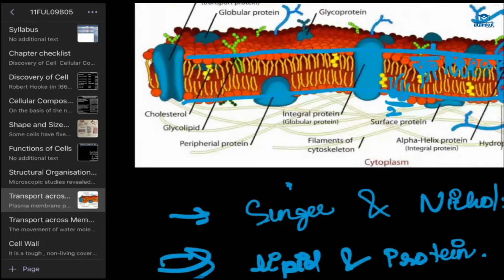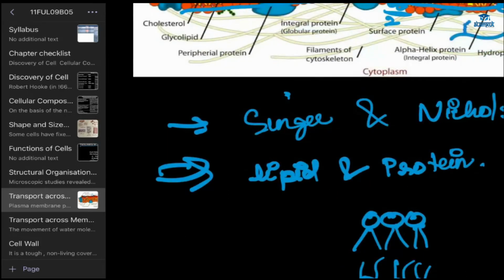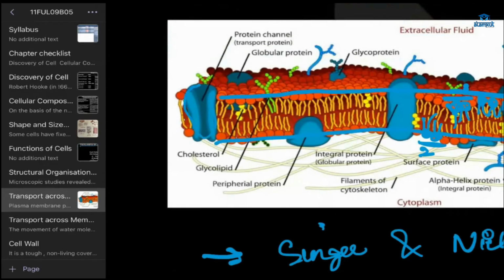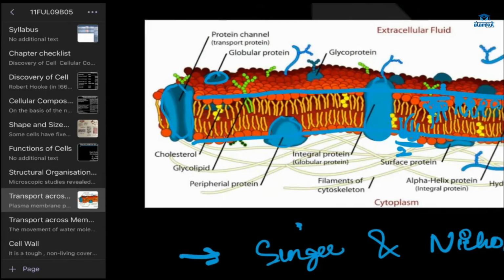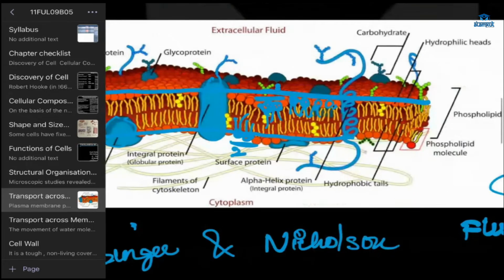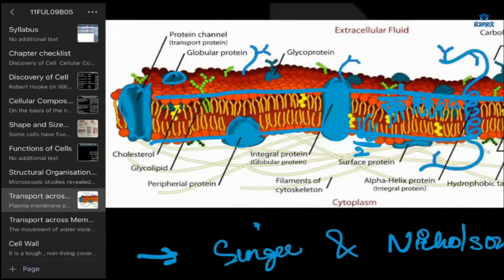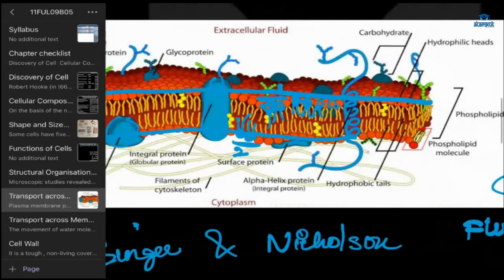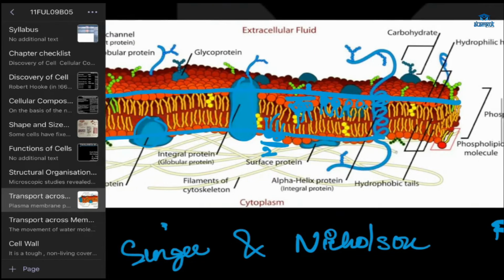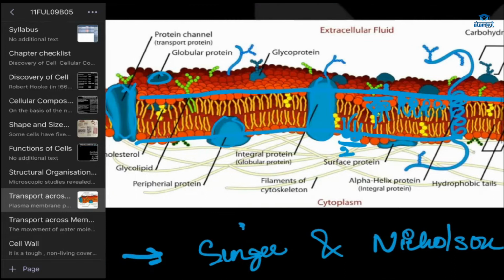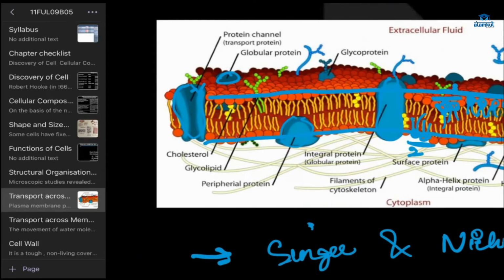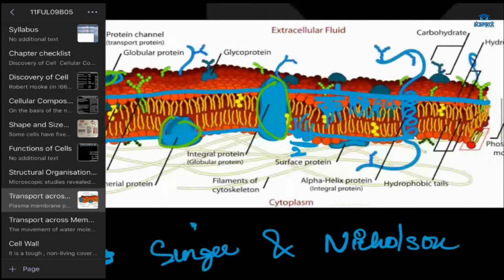Then see, I told lipid and protein, right? So here we have our protein, different kinds of protein. See, this is the protein channel, the transport protein. And here we have the alpha helix protein. This is integral protein. This is peripheral protein, that means it is at the edge. I'll use a different color for protein. This is globular protein.